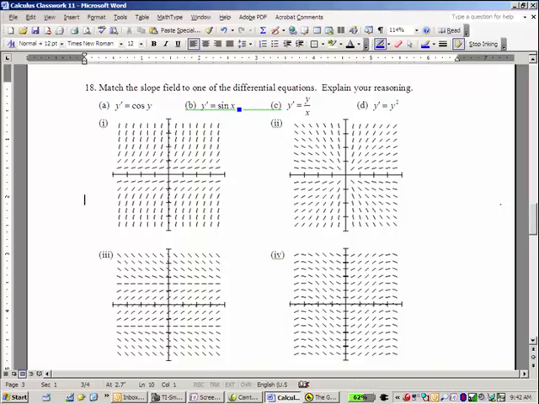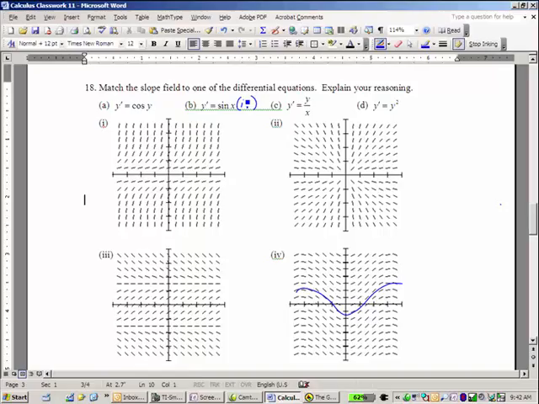If the derivative is sine x, what's the function? Negative cosine x plus C. And that totally looks like this, right? So I think we have a match there. All right, now we need some reasoning for either A, C, or D.